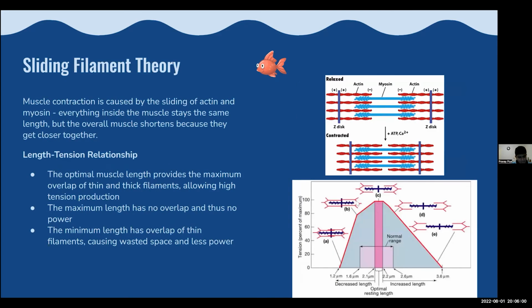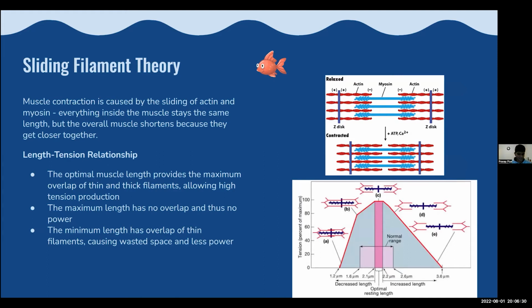Okay, so now we're going to try and put it all together. We've got excitation, contraction, and relaxation, and we're going to put it into one image: the sliding filament theory. Muscle contraction is caused by the sliding of actin and myosin. Everything inside the muscle stays the same length. So before, when I said it shortens, that's not true. Basically, what's happening is the actin is being pulled over the myosin.